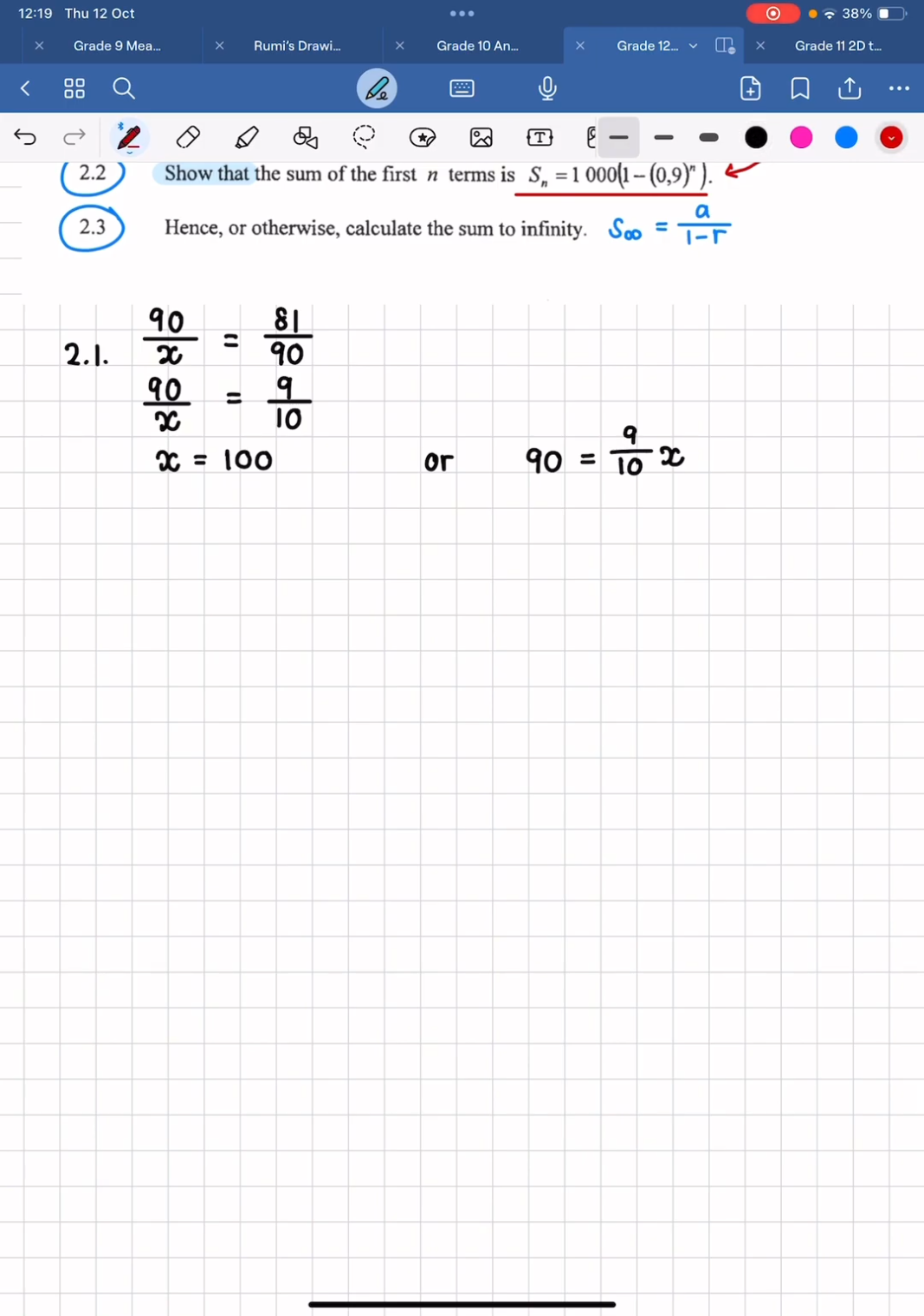On the memo here, 1 mark for that, and 1 mark for your answer. 2 marks only for this one.